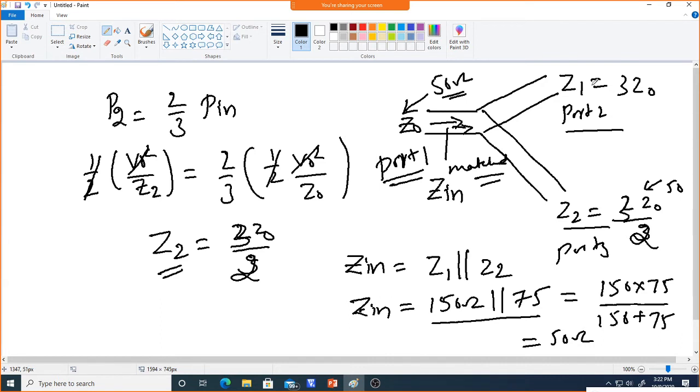Now if I calculate the reflection coefficient at this port, which is Zin, so gamma in equals (Zin minus Z0) divided by (Zin plus Z0). We have calculated Zin as 50 ohm and the characteristic impedance we have taken as 50 ohm. So (50 minus 50) by (50 plus 50) gives the reflection coefficient 0. That means it is matched at port 1.